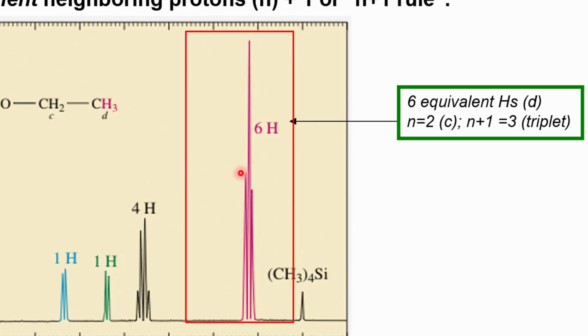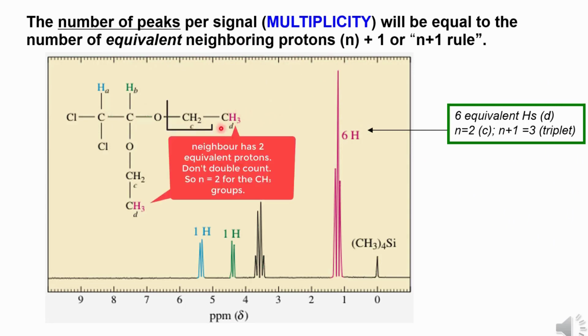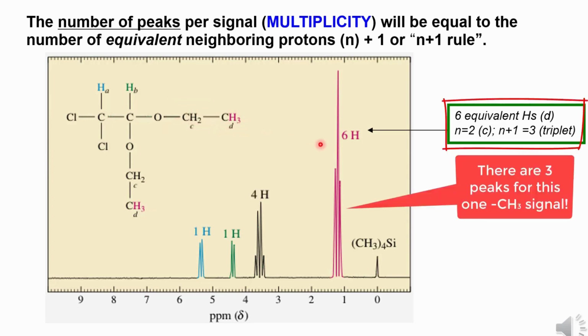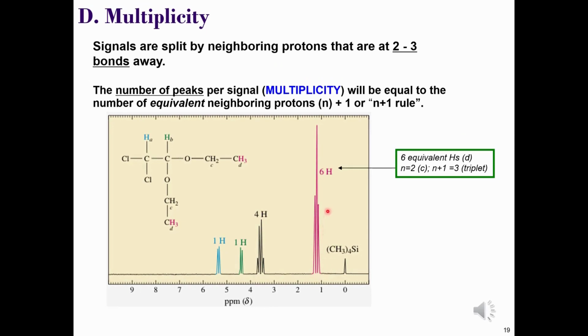The number of peaks for this signal and all of the other signals in this proton NMR are given by a rule called the n+1 rule. This works by looking at the number of equivalent neighbouring protons, and I cannot stress neighbouring enough, and adding 1. So for proton environment D, each CH3 group is split by its CH2 neighbour. So n is equal to 2, so 2 plus 1 gives the 3 peaks that we see. Thus proton environment D, the CH3 signal, is called a triplet. We'll think about the integration ratios of their heights on the next slide.